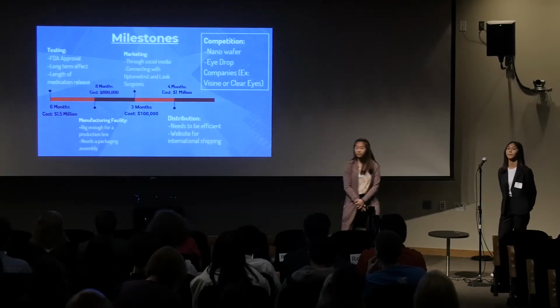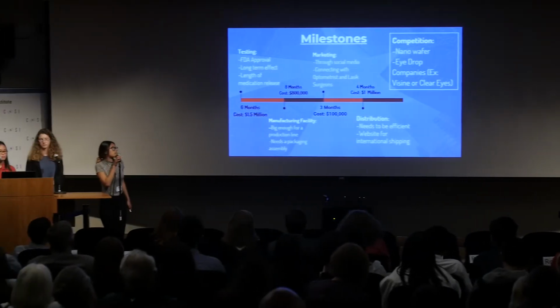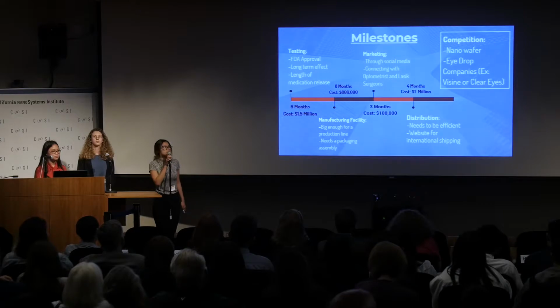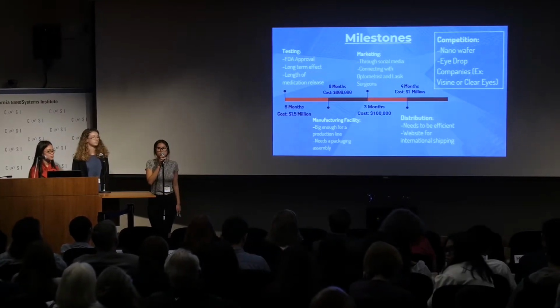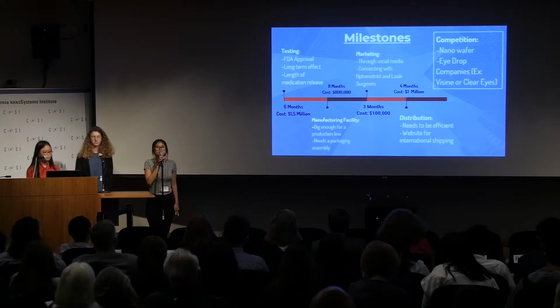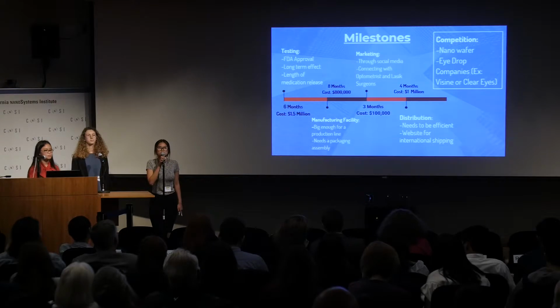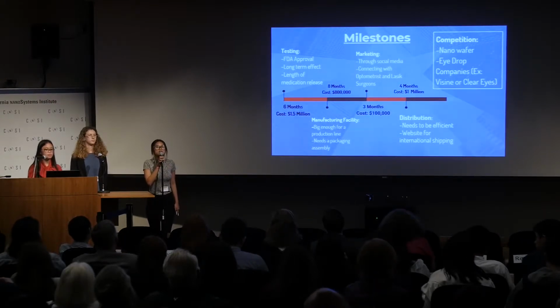For the first 6 months, we need $1.5 million for FDA approval along with testing. For the next 8 months, we will need $800,000 in order to have a manufacturing facility to mass produce this product. For the next 3 months, we'll need $100,000 for social media use, along with talking to optometrists and LASIK surgeons to have our product known and out there. For the next 4 months, we'll need $1 million for distribution because we want to distribute through trucks, ships, and our main goal is to introduce this internationally.